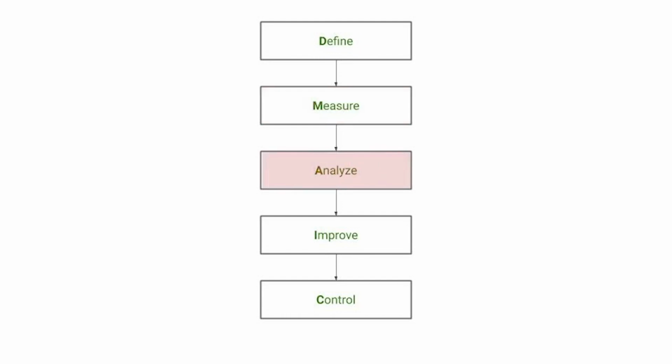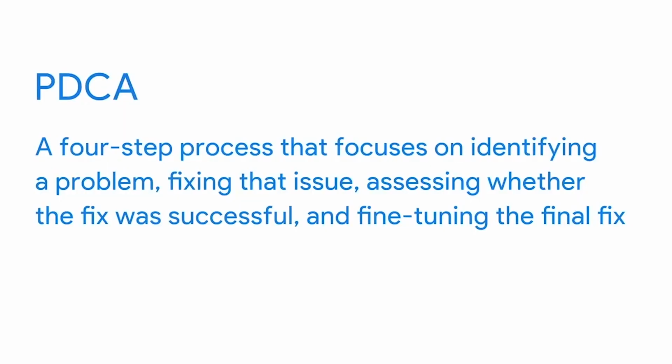Then analyze. Work to find the root causes of problems and understand their impact. Next, improve. This means implementing a reasonable solution to the problem. Lastly, control. This is where you'll implement the changes and stay on top of monitoring the updated processes you've established. Another framework you can refer to when working through continuous improvements is PDCA.